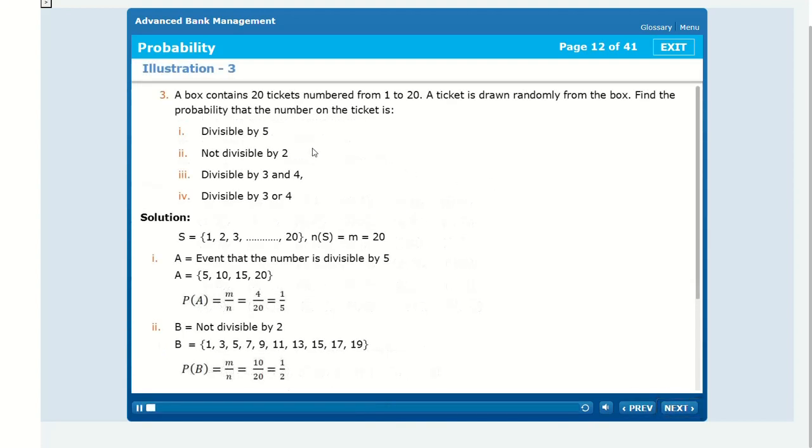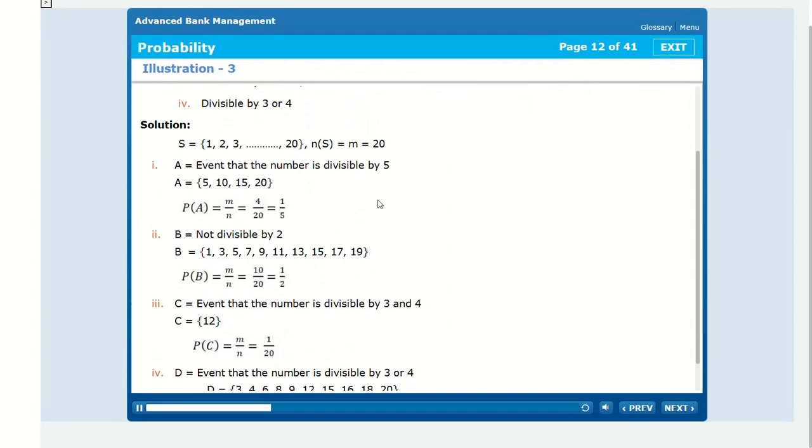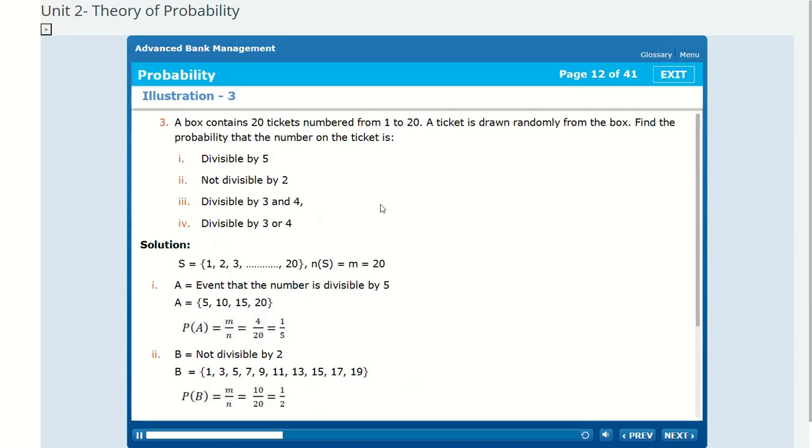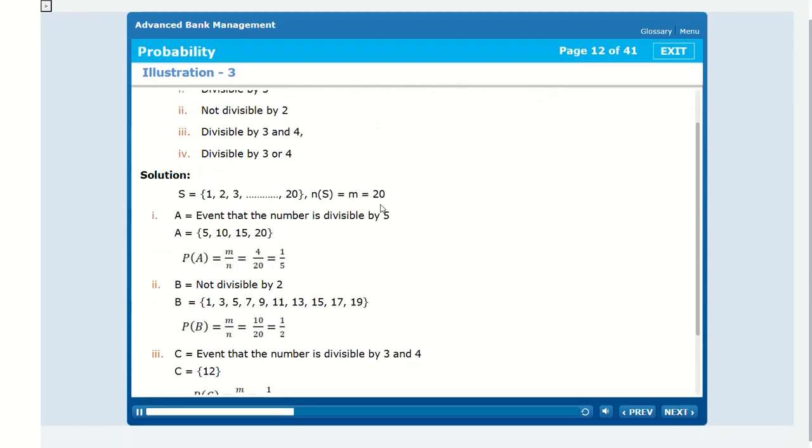Illustration 3. A box contains 20 tickets numbered from 1 to 20. A ticket is drawn randomly from the box. Find the probability that the number on the ticket is: 1. Divisible by 5. 2. Not divisible by 2. 3. Divisible by 3 and 4. 4. Divisible by 3 or 4.